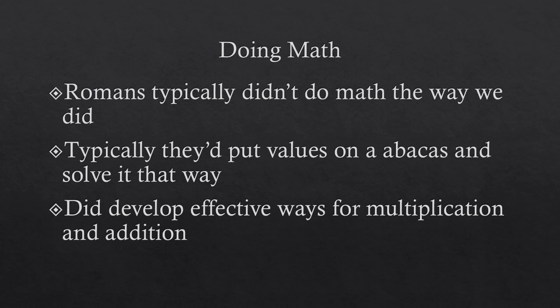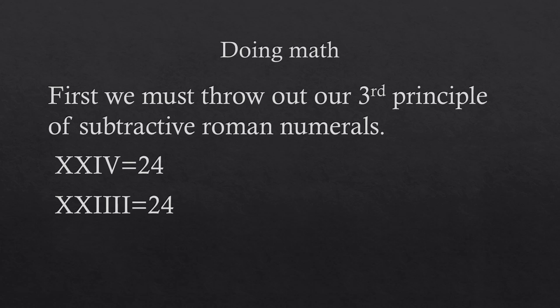Doing math. Romans typically didn't do math the way we do. Typically, they put up values on an abacus and solved it that way. However, they did develop effective ways for multiplication and addition. First, we must throw out our third principle of subtractive Roman numerals. We will throw out the concept that XXIV is 24. From now on, 24 and similar numbers will be XXIIII, or XIIII for 14, and so on.